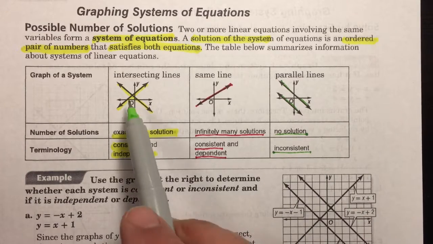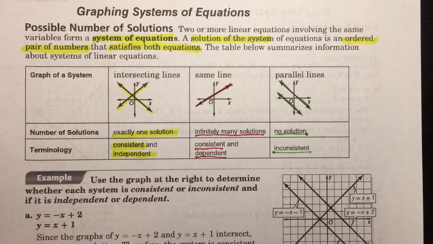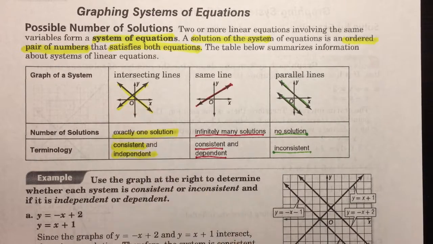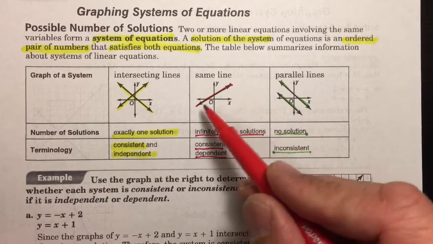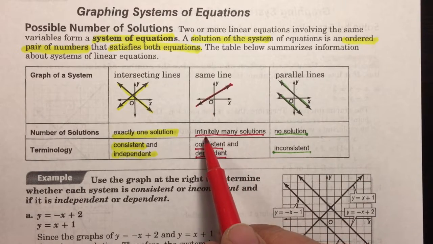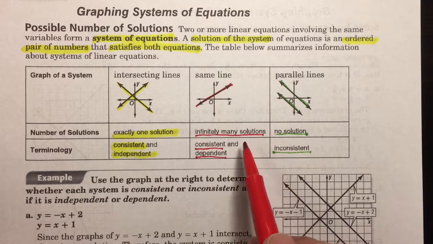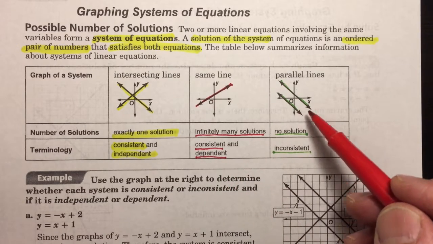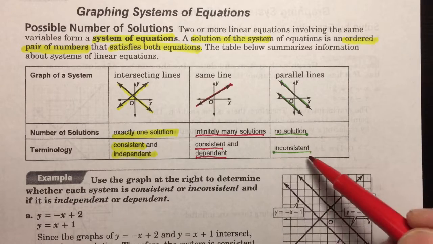So, summarizing, we have three cases of systems. There can be exactly one solution when the two lines intersect in one point, which is consistent and independent. When the two lines are coincident, or the same line, we say that the system has infinitely many solutions and is consistent and dependent. When they are parallel lines, there's no solution, or inconsistent.